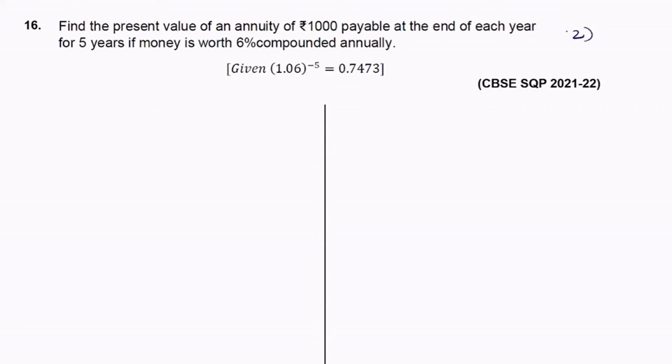So this is also a question for 2 marks. Here we have to find the present value of annuity of rupees 1000 which is payable at the end of each year for 5 years and money is compounded annually at 6%. So here the present value of ordinary annuity P is given by R into 1 minus 1 plus i the whole raised to minus n upon i.